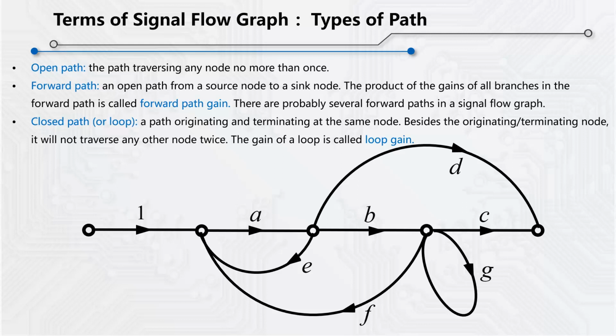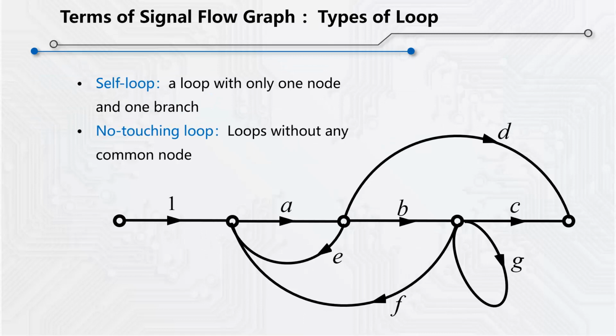Contrary to open path, the closed path is a route originating and terminating in the same node. Besides this originating terminating node, it will not traverse any other node twice. A closed path is also called a loop. For example, such a path originating from this node, passing through A, B, F in sequence, and returning to the originating node finally forms a loop. The product of gains of all branches in a loop is called a loop gain. Loop is a very important concept in the signal flow graph.